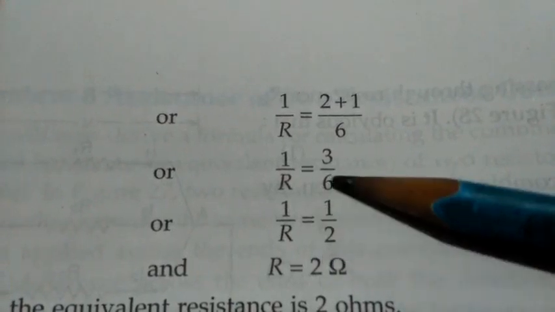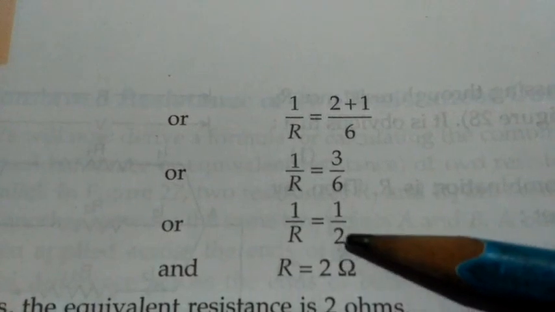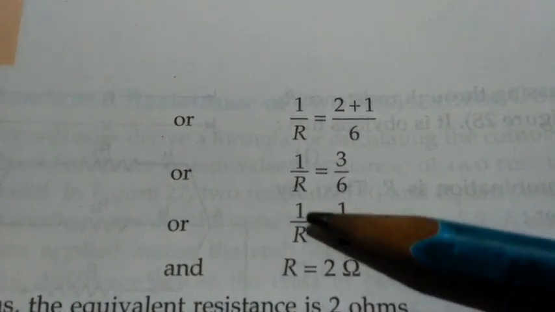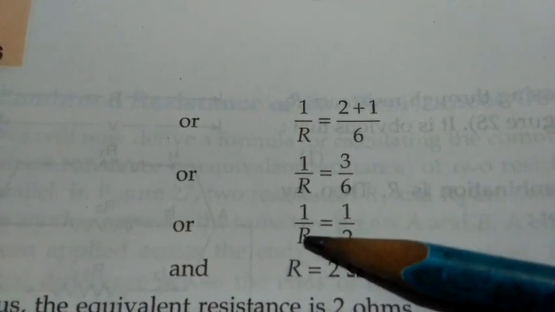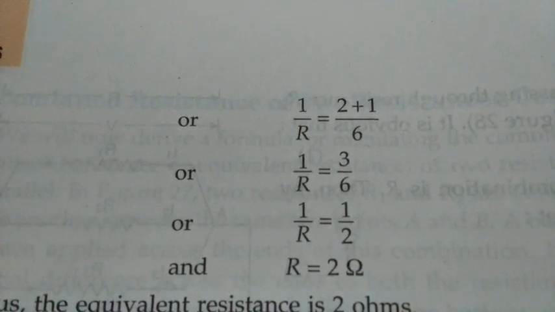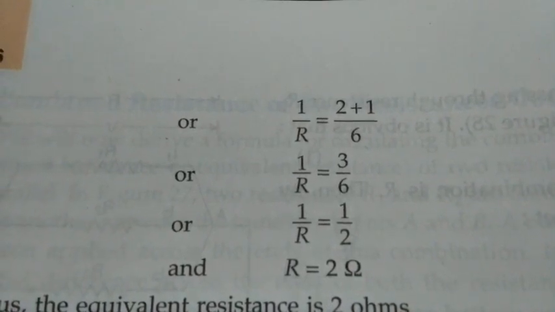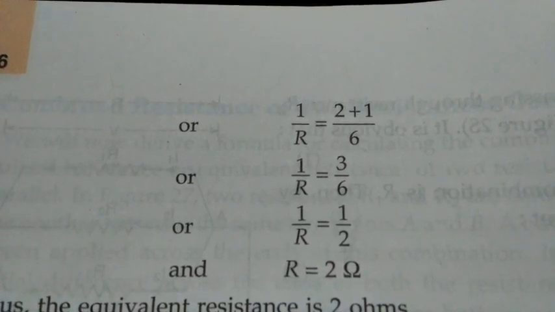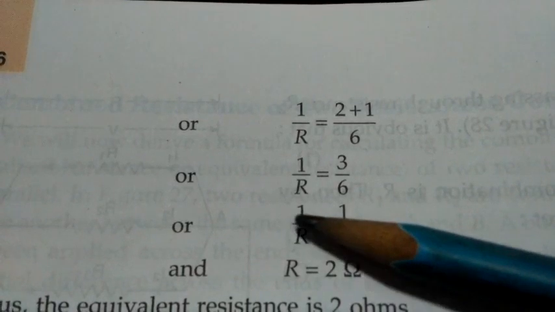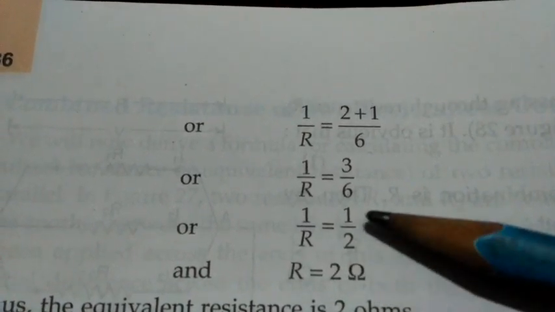This 1 upon 2 that we have got is not the total resistance in parallel combination, but it is the reciprocal of total resistance in parallel combination, because here you can see 1 upon R is written. If we want to find out the resistance in parallel combination, what do we have to do? We have to again find the reciprocal of it. So R equals what? 2 ohm. So are you understanding this?